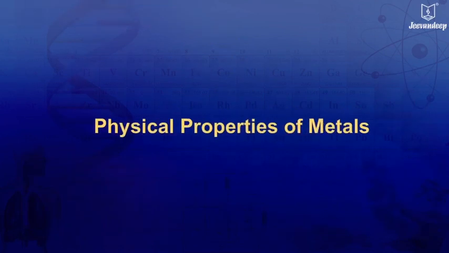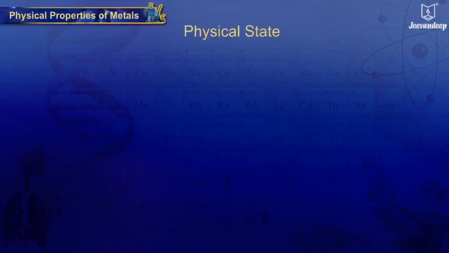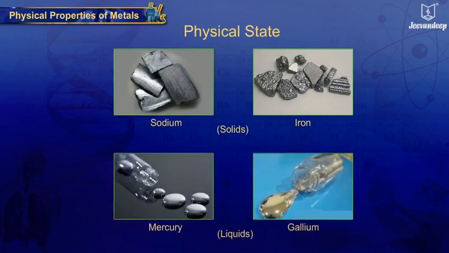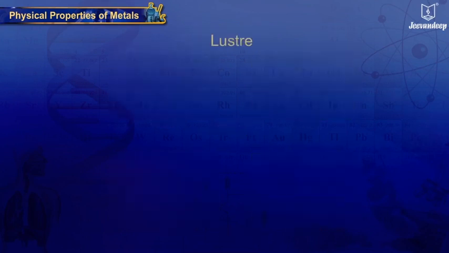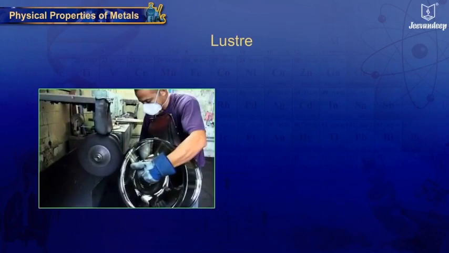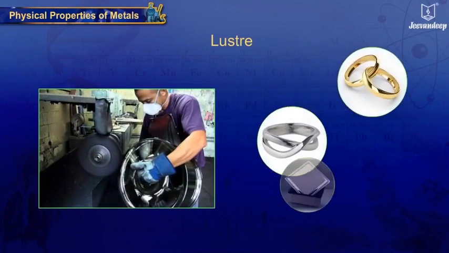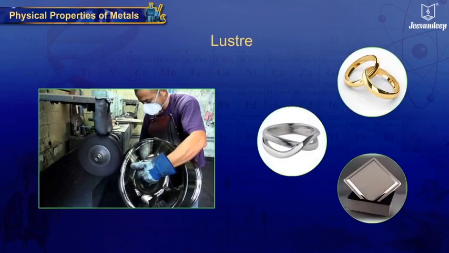Physical properties of metals. Physical state. Metals are solids at room temperature, with exception of mercury and gallium, which are in liquid form at room temperature. Luster. Metals are shiny in their pure state and give highly reflective surface on polishing.